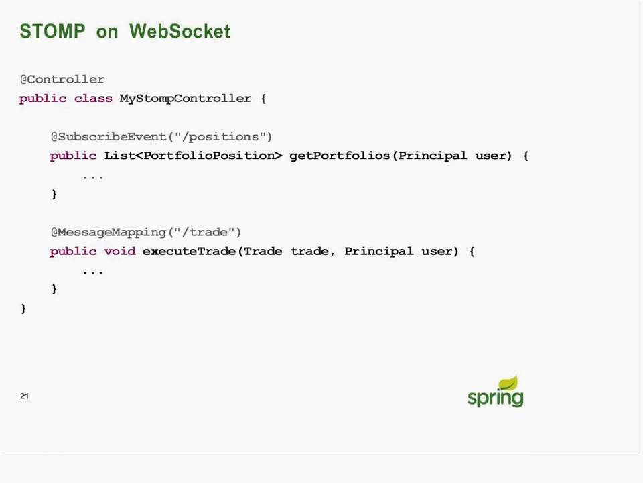Subscribes to a STOMP event up there, or gets a trade request over a WebSocket down at the message mapping method, extracts some information, like in this case, the security principal and a trade object, converted from a JSON structure to this trade instance here.